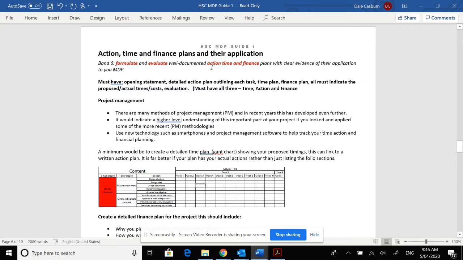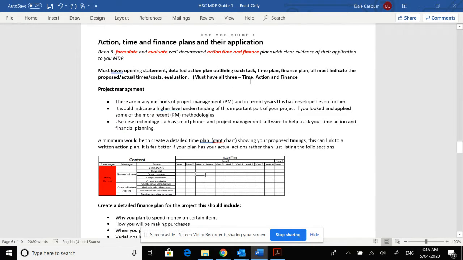Okay, guys, back looking at part four of section one of the major design project portfolio. And this is your action, time and finance plans and their applications. So I switched it around a bit there, sorry.